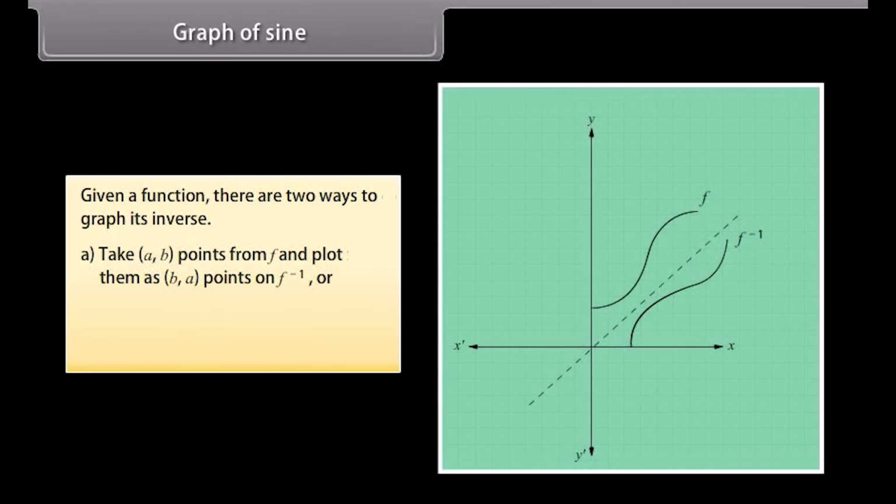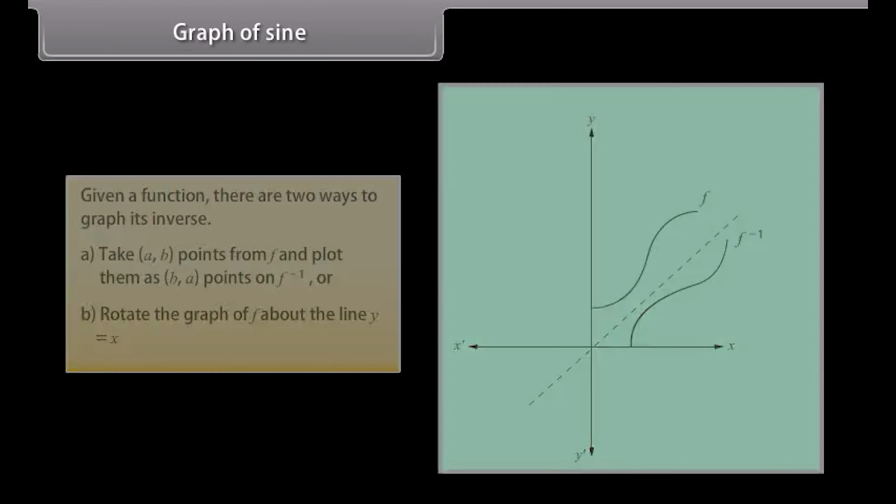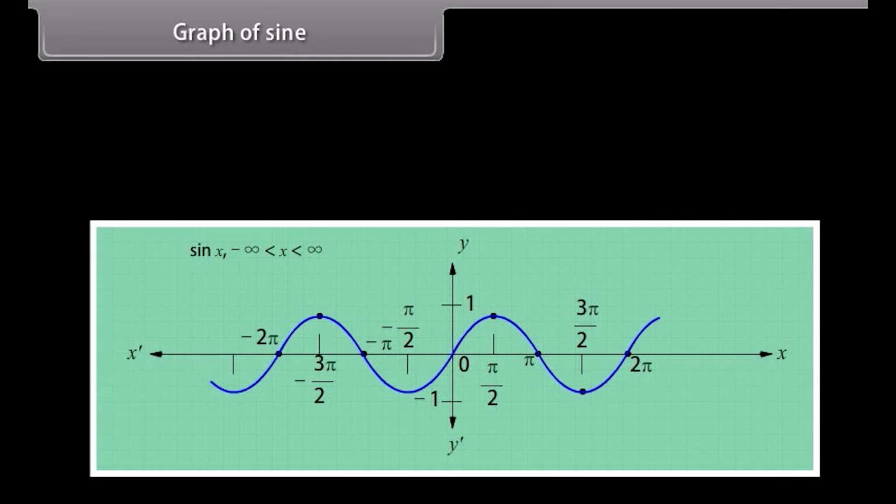Graph of sine. Given a function, there are two ways to graph its inverse. First, take (a, b) points from f and plot them as (b, a) points on f inverse. Or, second, rotate the graph of f about the line y is equal to x. We will begin this discussion by finding the inverse of the sine function.